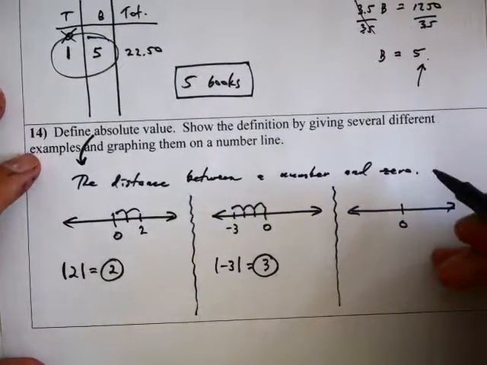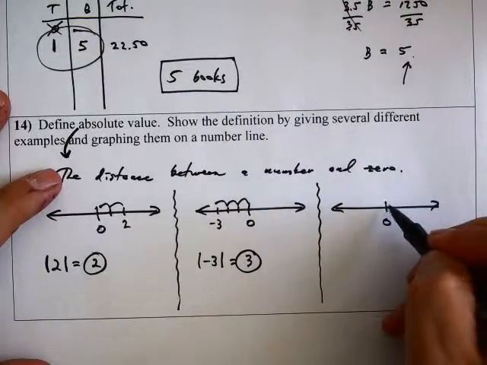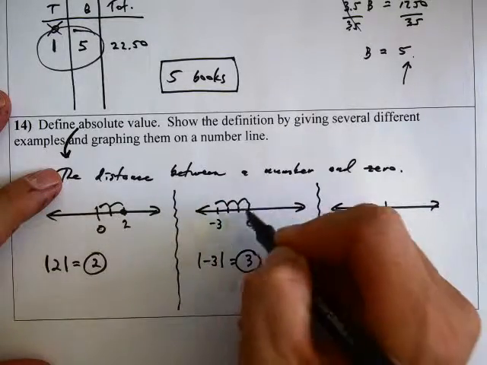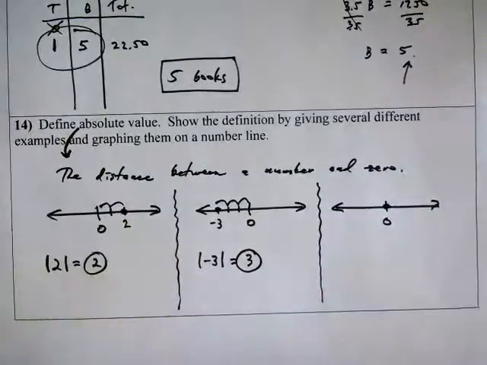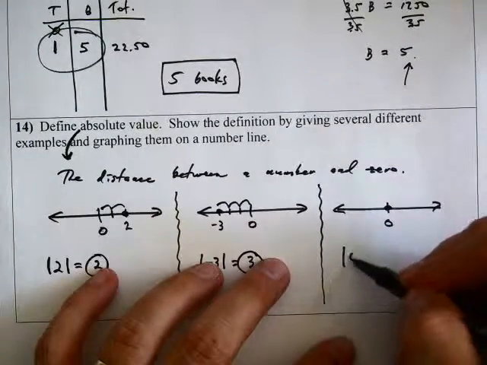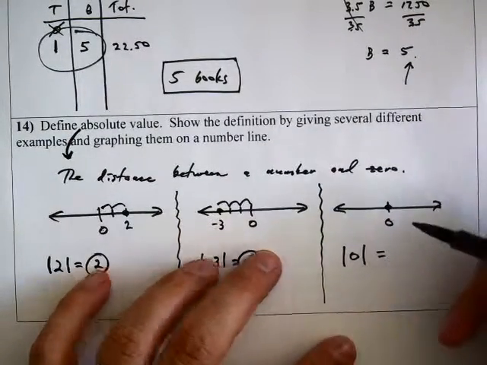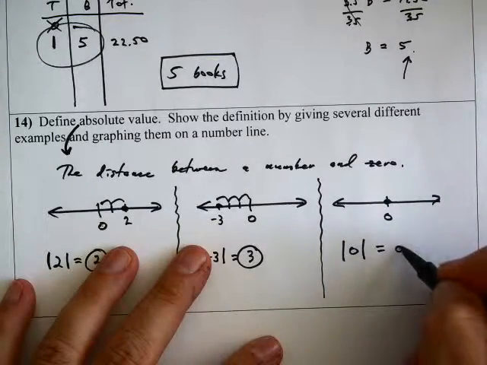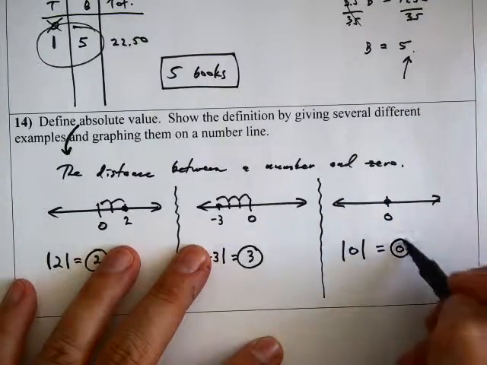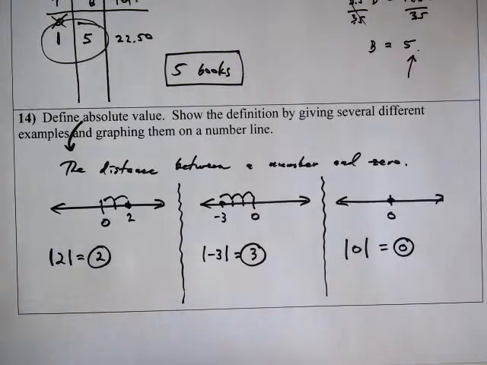Alright, here's a tricky one. If I put, here I'm going to put a dot where those should have been. If I put a dot right there on 0, how far is 0 away from itself? Ooh, tricky. Well, it's not away from itself. There are 0 spaces between 0 and 0, and therefore the absolute value of 0 is 0.